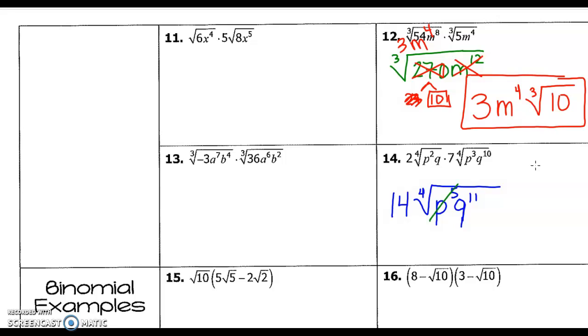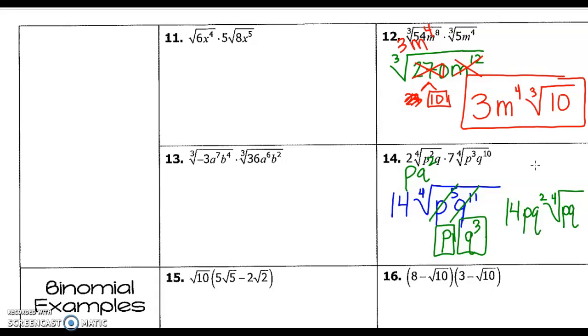So if I have 5 p's, I can make one group of 4. I'd have 1 left over. If I have 11 q's, I can make 2 groups, which would be 8. And then I have 3 leftover q's. So outside, I have 14 p q squared, 4th root of inside p q cubed.